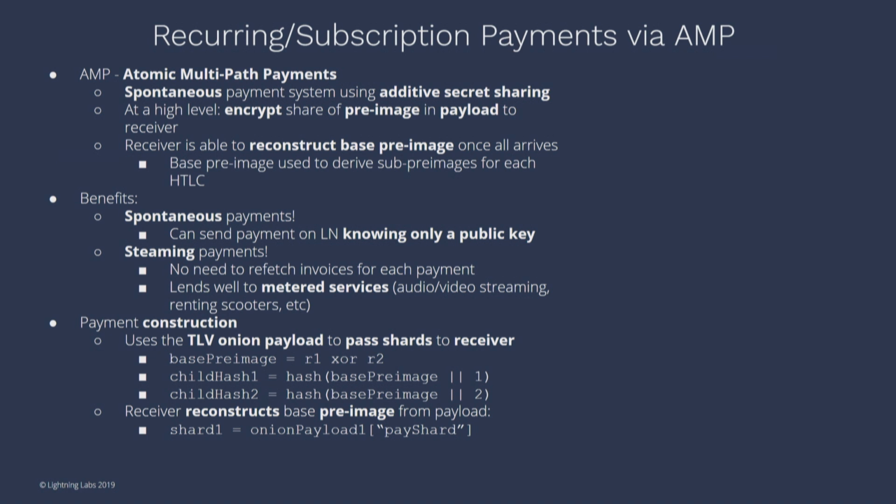So it's going to have shard 1. Let's say the first onion payload comes to me in an HTLC. Then I have another onion payload, payload 2, which is my second shard. At that point, I XOR the two together and have the shared base preimage. It's pretty cool because you can have any number of payment shards, since you can just keep generating random values to ensure they XOR to the base preimage.